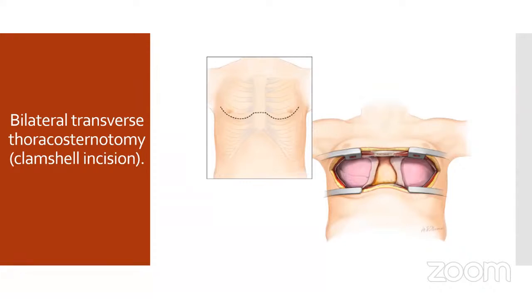So this incision is used for bilateral procedures, for example heart-lung transplant, because of the enhanced exposure of the apical pleural space. Also, the incision is useful for access to the ascending aorta, the aortic arch, and descending thoracic aorta. And that's all for the first lecture.